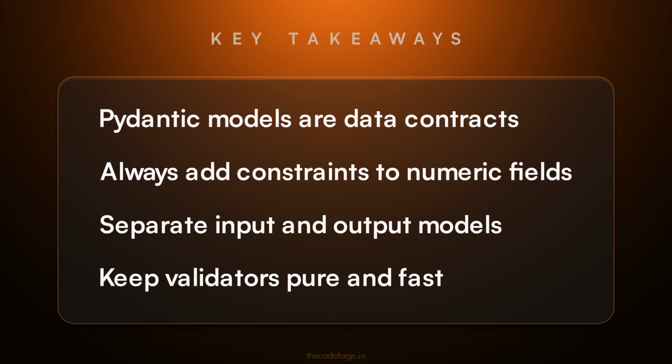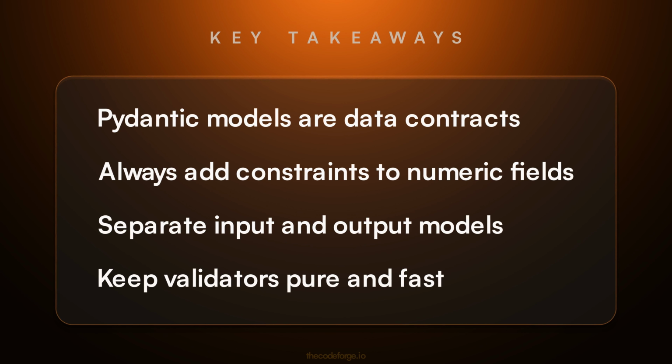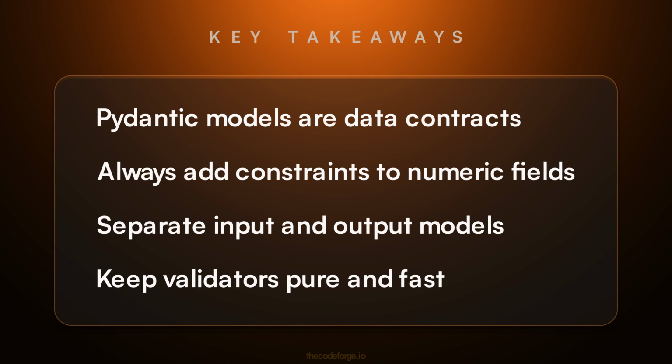To recap, Pydantic models define the contract for your API. Always add constraints, separate input-output models, and test edge cases. This prevents silent data corruption and keeps your API robust.